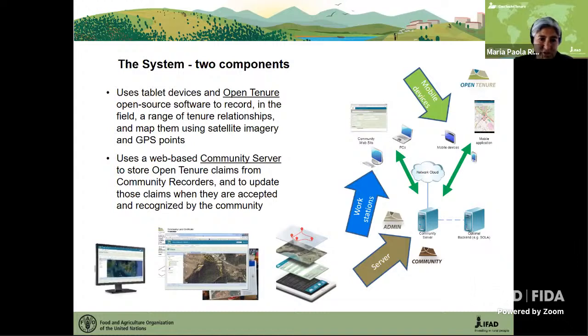One is the mobile application. The mobile application runs over Android mobile devices, is open source, and is used to record in the field all the relationships between people and land, and the features of the land and the natural resources, and can map them using an integrated approach, using satellite imageries and GPS points. And then there is the community server, which is the web application where all the information is then uploaded and the process can continue. Next slide, please.